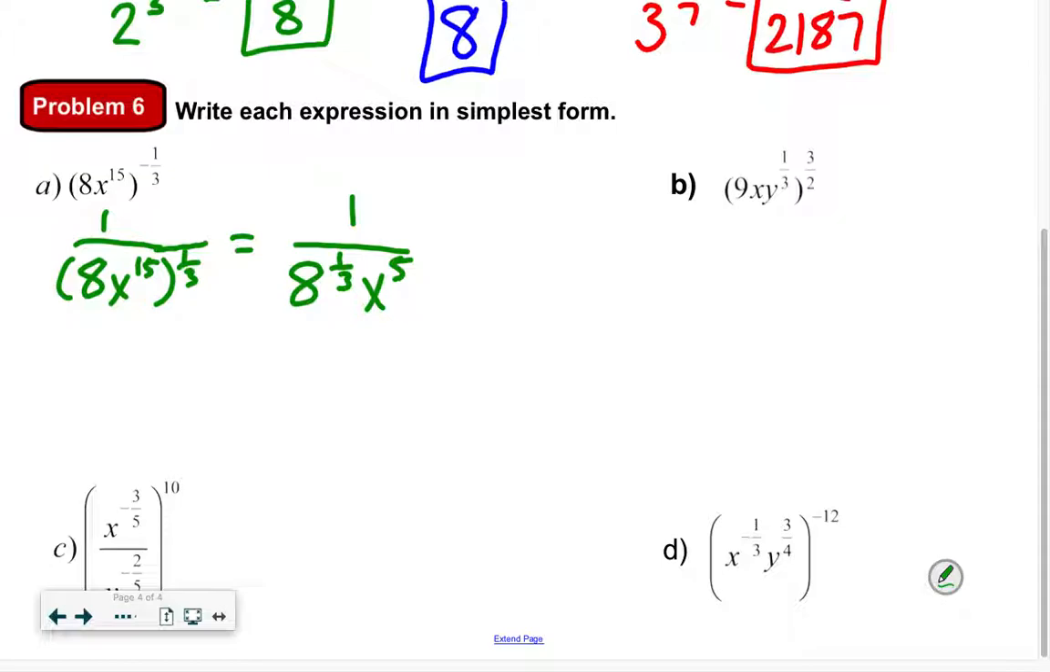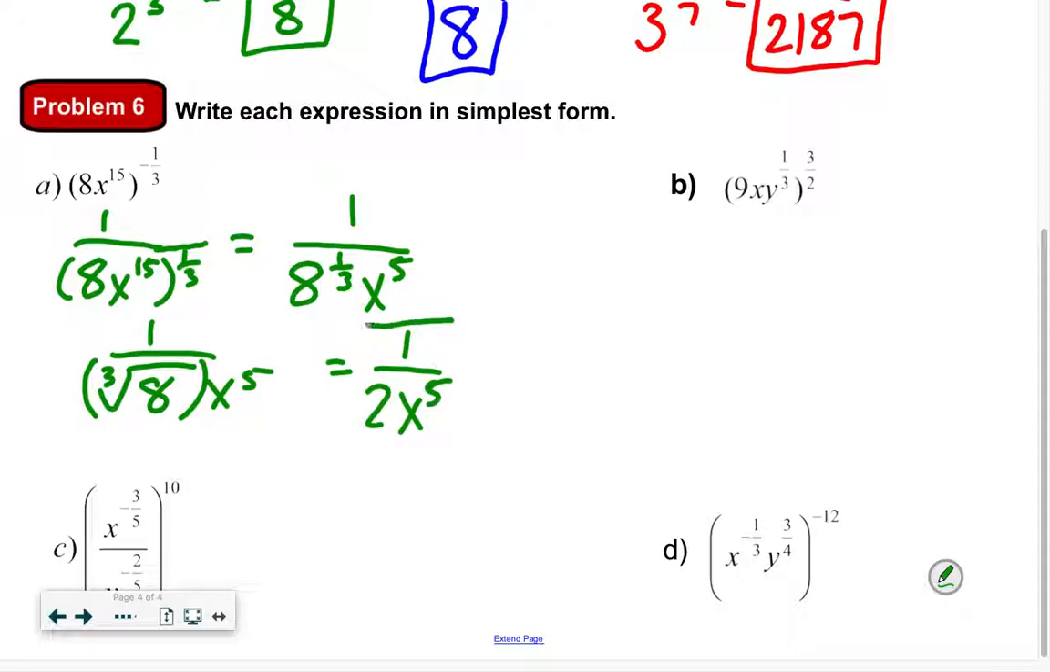Let's see if I can get rid of my fraction exponent on my 8. How do I turn it into a radical? Yep, good. 3rd root of 8, so I got 1 over the 3rd root of 8, and then I still have my x to the 5th outside my 3rd root. And Courtney, what did you say is cool about the 3rd root of 8? It's 2. So this 3rd root of 8 is just 2, so I have 1 over 2 x to the 5th.